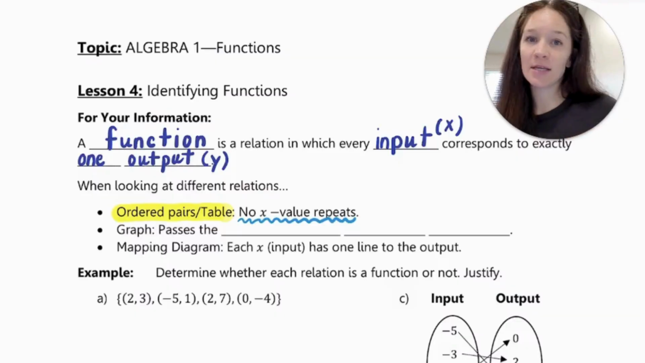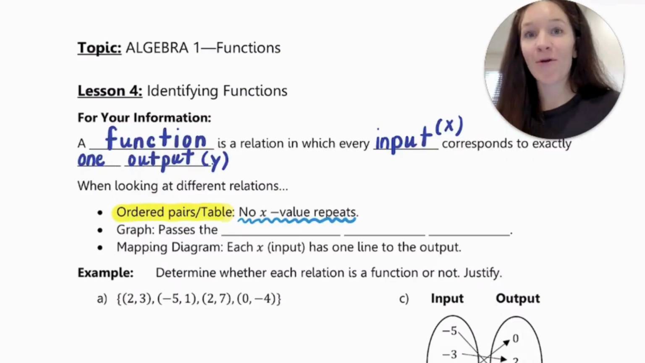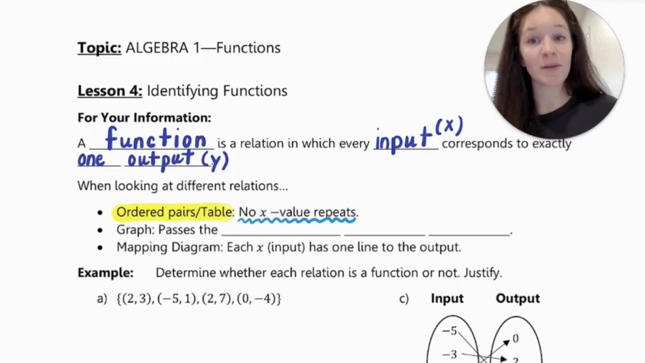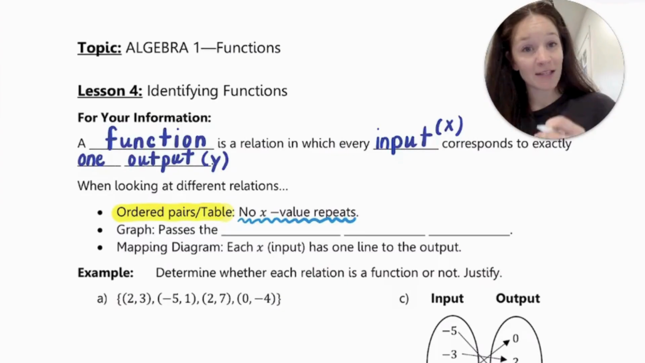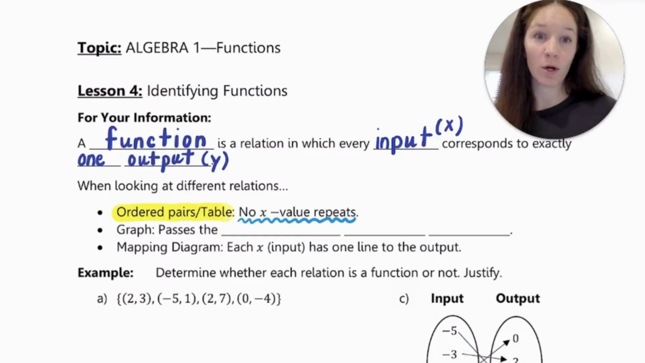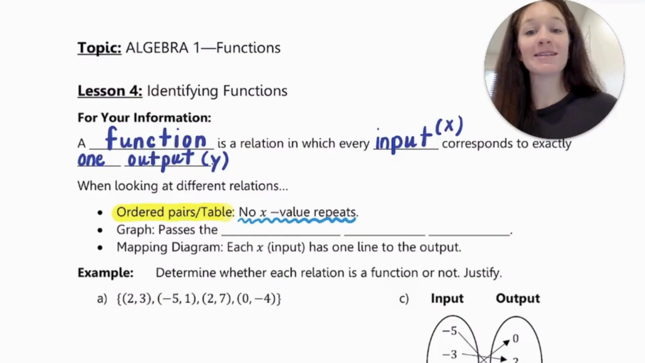If we see an x value more than once, then right off the bat we know that relation is not a function, because that would mean that an x value is mapping to more than one y value. And our definition says each x goes to exactly one y.